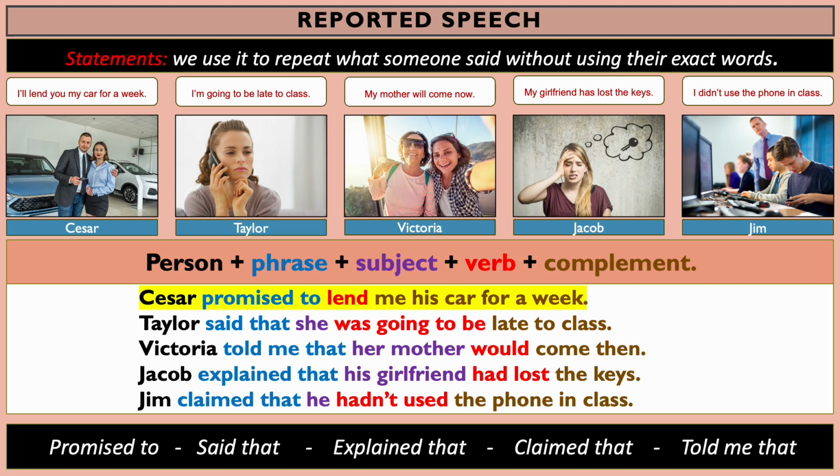Reported speech statements. We use it to repeat what someone said without using their exact words. In this case, this is a formula that you are going to use when you want to report a statement or a sentence, affirmation, promise, or information. First, you need the person, and then the phrase. You can use phrases like promise to. A promise is something that you say that you will do for a person or something that you will give them. Also, you can use said that.